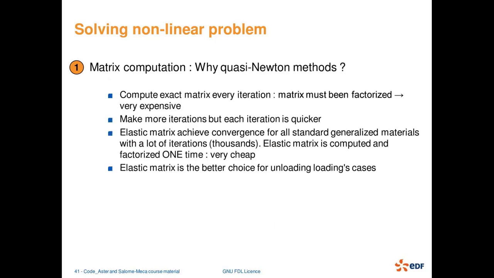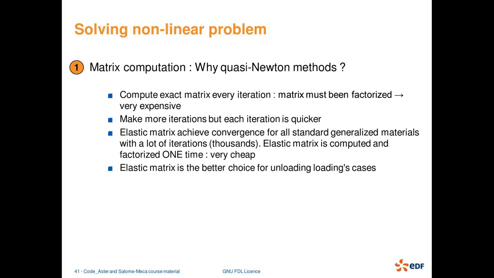So why are these quasi-Newtonian methods needed? As I told you, since at every iteration computing the exact matrix is very costly, therefore we try to avoid it. And since we compute that matrix sparingly, there are more iterations, but each iteration will be quicker. And thirdly, the elastic matrix can achieve convergence for all generalized materials. With lots of iterations, maybe thousands of iterations will be needed, but we are sure to get a convergent solution.